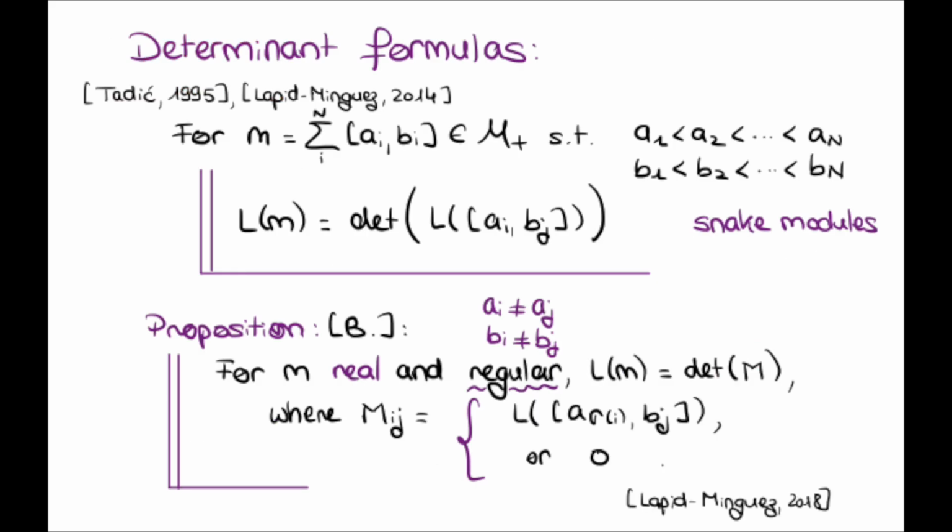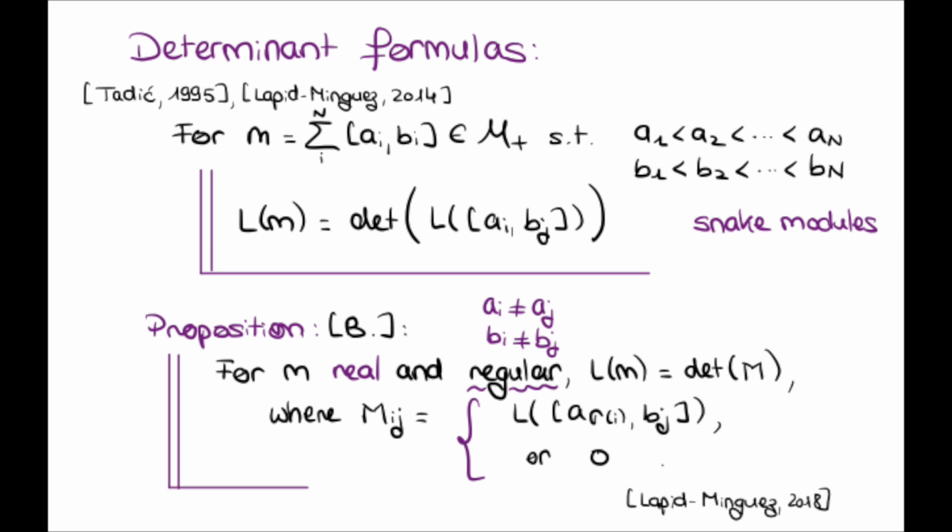There's a history of which representations can be written like this as a determinant. The first one is from the 90s, but the first time it's actually written in this context was by Lapid and Mínguez. And they wrote it for representations that are called snake modules. So that's multi-segments that satisfy this relation. It will look like a staircase because everything is well ordered. And in that case, the simple can be written as a determinant just by mixing the endpoints of your multi-segment like this.